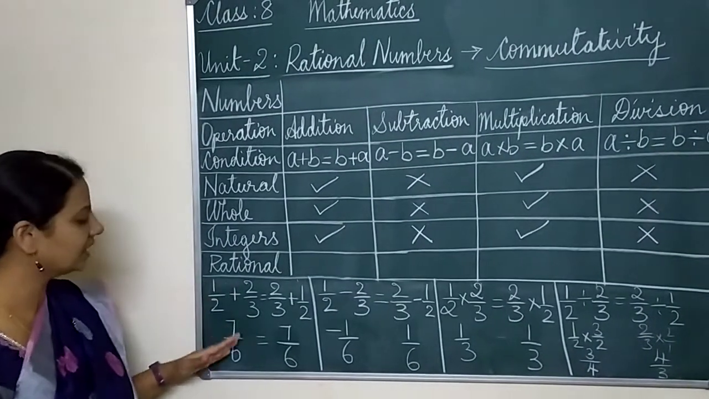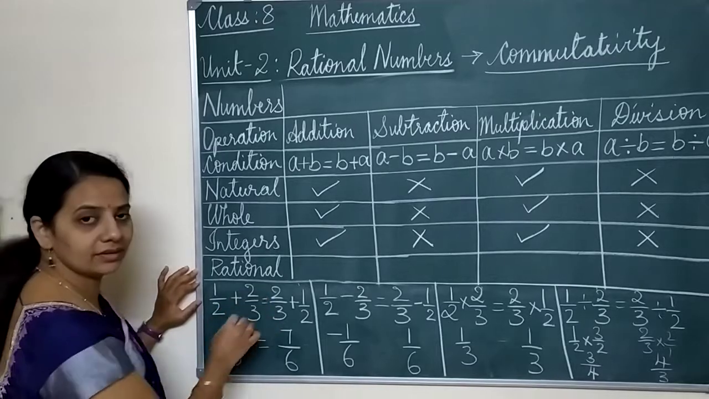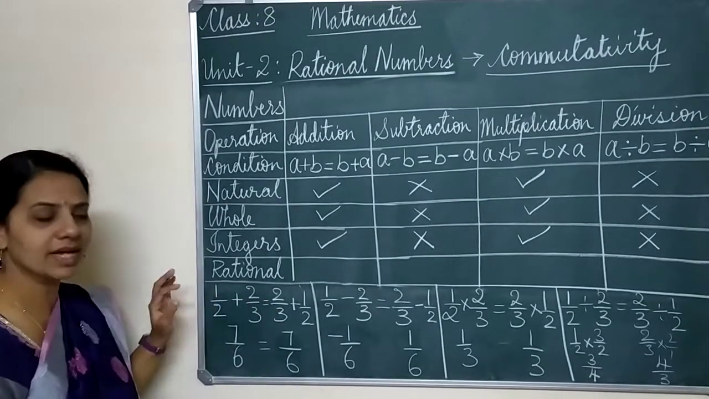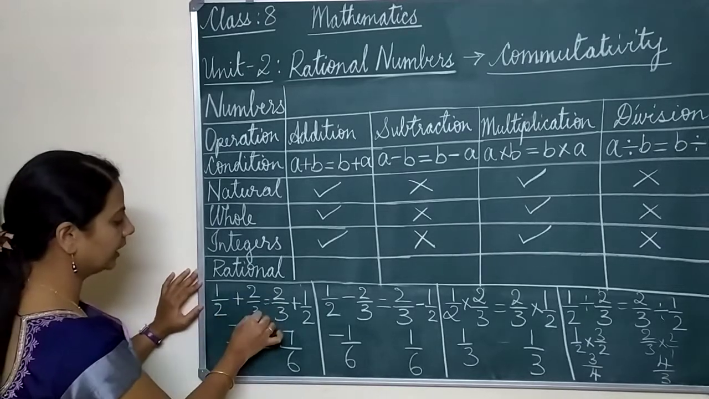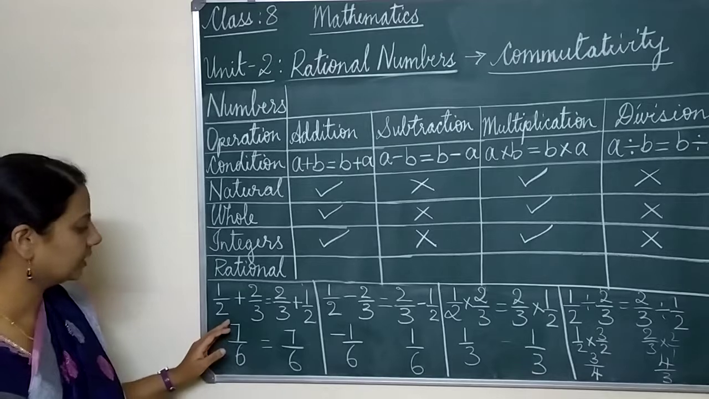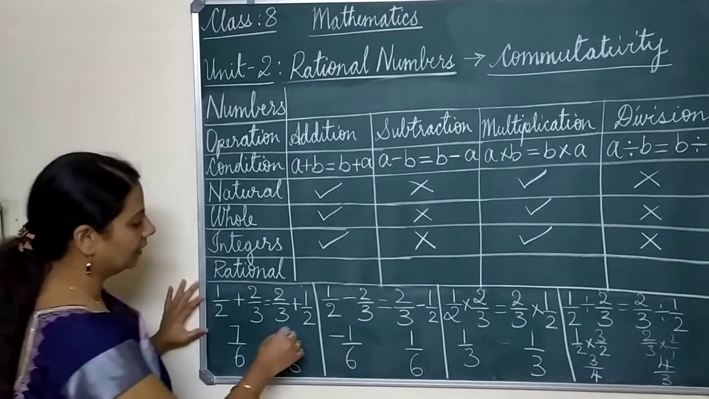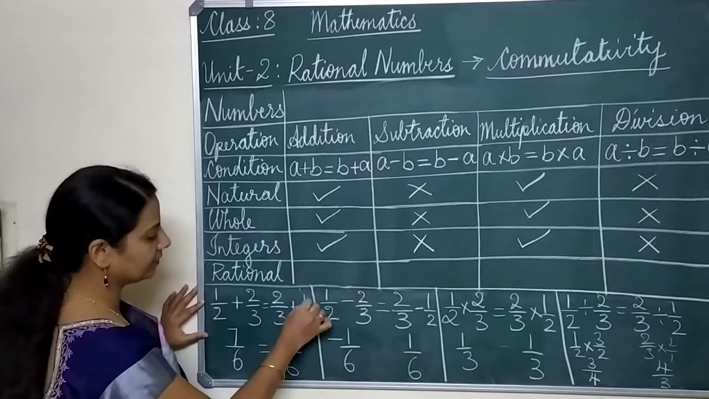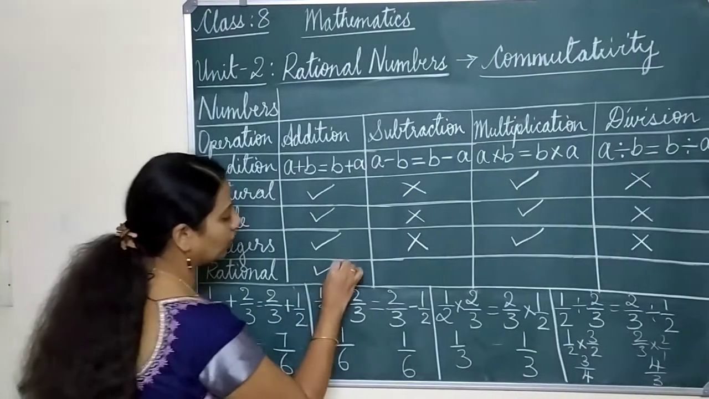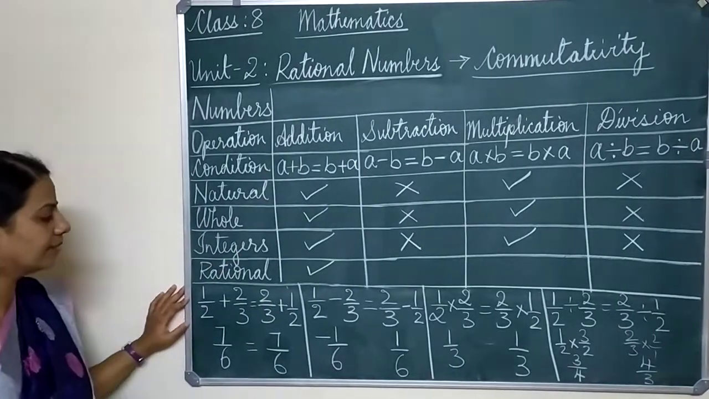As you can see in these examples, I have taken rational numbers 1 by 2 plus 2 by 3. When I interchange this, what will be the answer? Let's see. What is 1 by 2 plus 2 by 3? The LCM is 6, so the answer is 7 by 6. The same way, 2 by 3 plus 1 by 2 is also 7 by 6. So I can say that the commutative property holds good under addition for rational numbers.